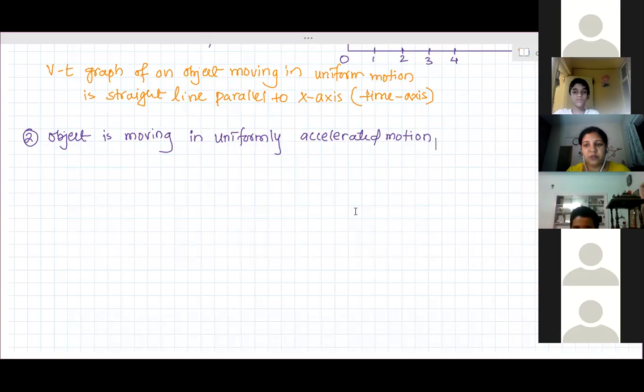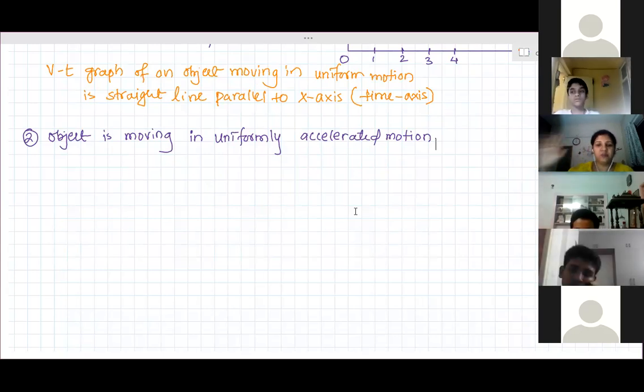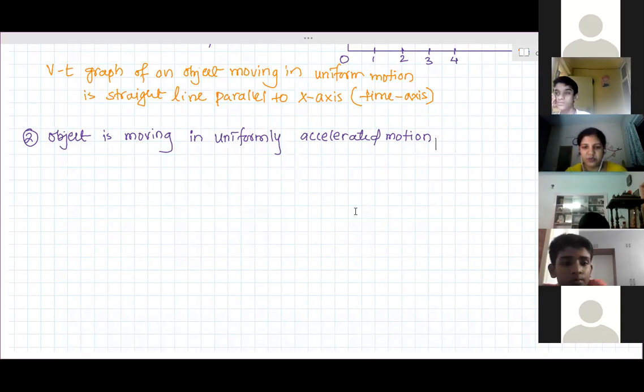Now accelerated motion means when there is a change in speed. Either it is increasing or it is decreasing. Increasing we call accelerated and decreasing we call retarded motion. Clear? Negative acceleration, that is retardation. Now, uniform change: the object is changing its speed, but at a constant rate. In equal intervals of time, equal change in speed takes place.